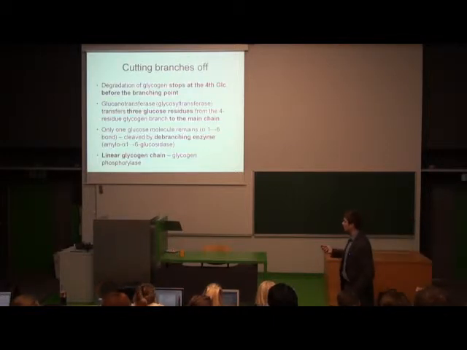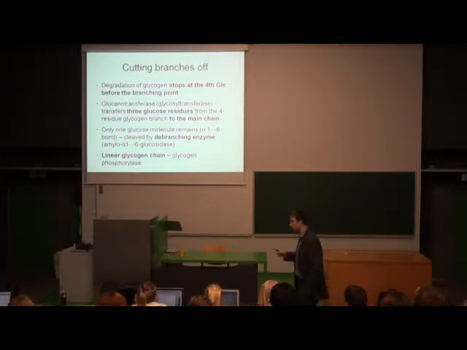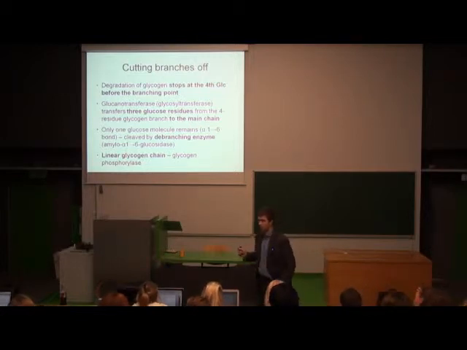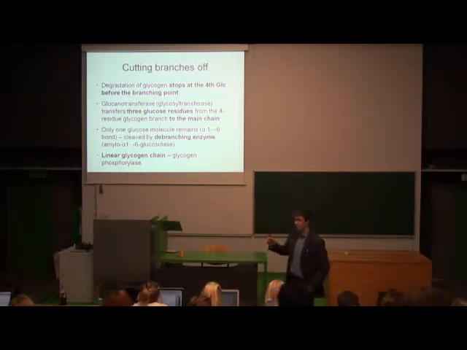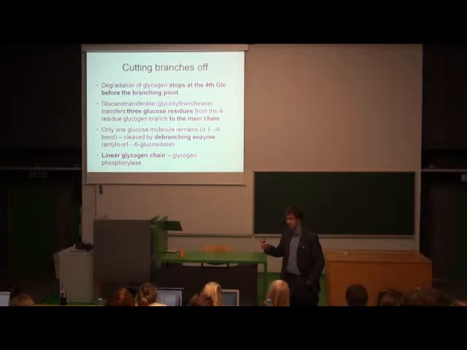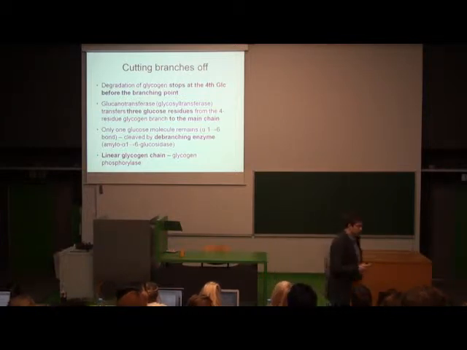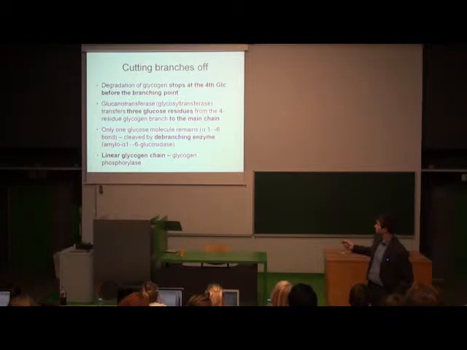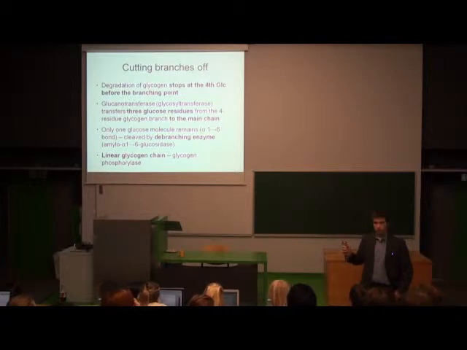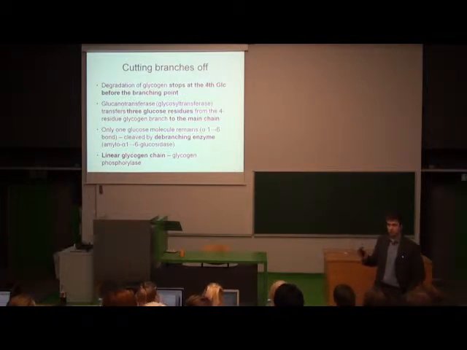More difficult is how to remove the alpha-1 to 6 bond. For the synthesis, you need only branching enzyme. Here, unfortunately, you need 2 enzymes. The problem is that glycogen phosphorylase cannot destroy bonds, or it stops at the 4th glucose before the branching point. So 4 residues before branching point, the glycogen phosphorylase stops.